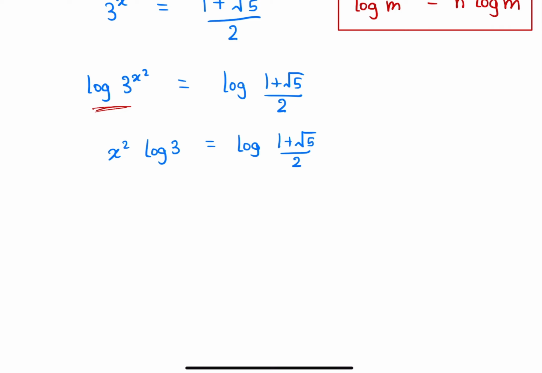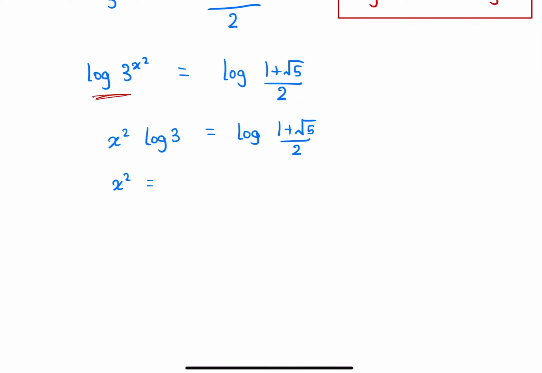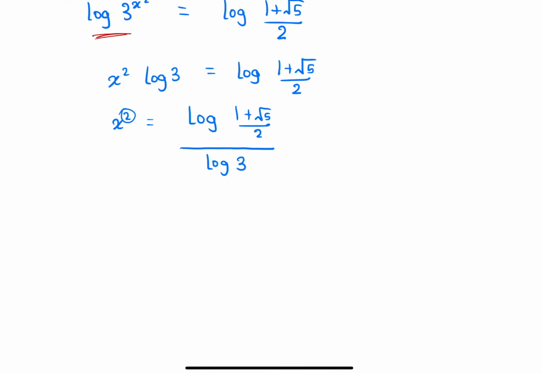And now we're going to divide both sides by log 3, which would give us x squared is equal to log of (1 plus the square root of 5) divided by 2, all divided by log 3. And now we're going to get rid of this squared sign, so we're going to take the square root of both sides. So we would have the square root of log of (1 plus root 5) divided by 2, divided by log 3. And this would obviously be x, plus or minus.